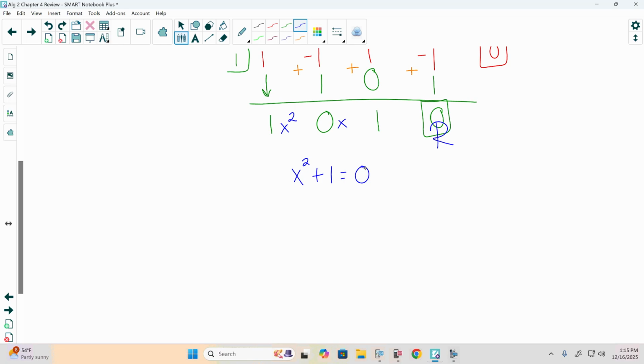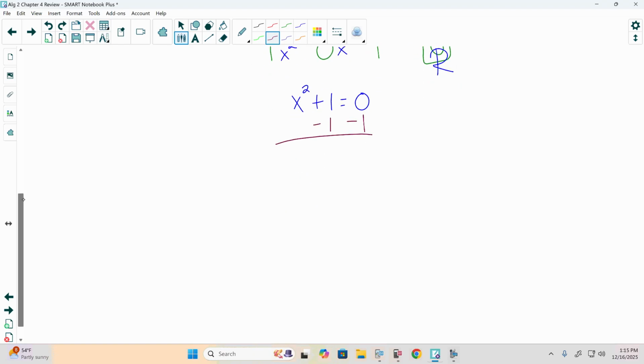Do we have a middle term? No. We can still use the quadratic formula or completing the square, but I would rather use the square root method, because if we don't have a middle term, we can get that squared term by itself. We subtract 1 from both sides, telling me x squared is equal to -1, yes? And since the squared term is by itself, we can square root both sides.